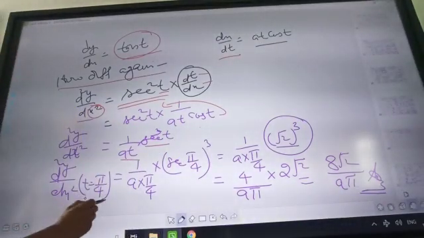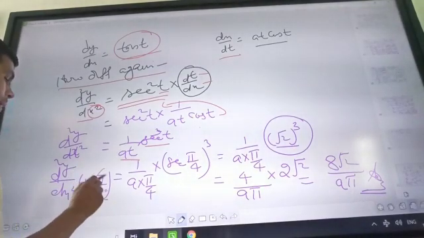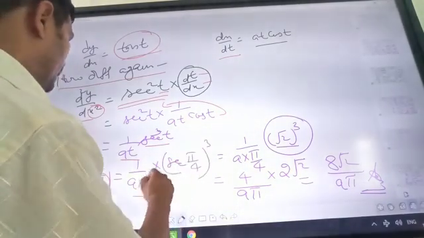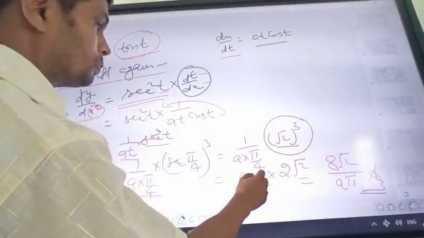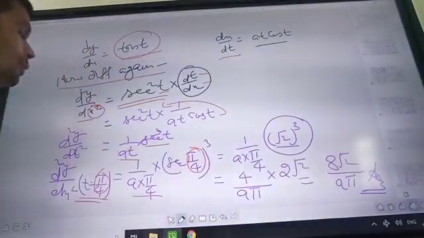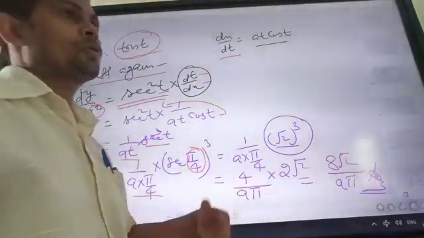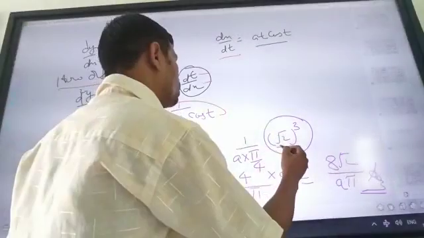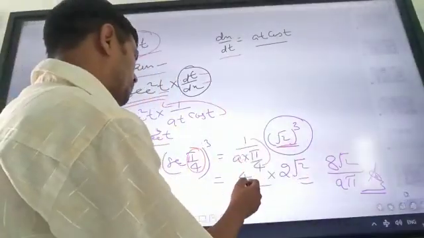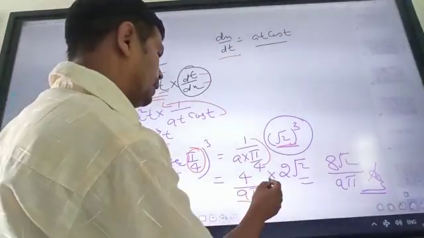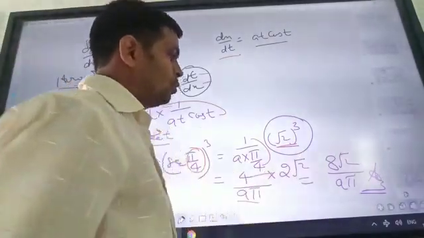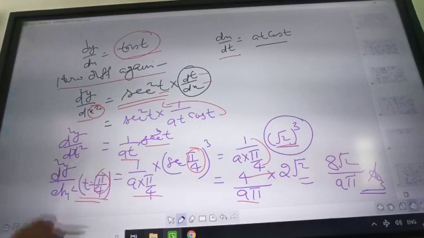Now you have to find out d2y by dx square at t equals pi by 4. So you should put the value of t, that is pi by 4. After putting the value of pi by 4, this gives us sec pi by 4 whole cube, 1 upon a into pi by 4. And what is the value of sec pi by 4? You know sec pi by 4 is the reciprocal of cos pi by 4, that is 1 upon 1 by root 2, that is root 2, so root 2 cube. The 4 will go to the numerator, 4 upon a pi into root 2 cube equals 2 root 2. This gives us 8 root 2 upon a pi. So this one is the answer of this question.